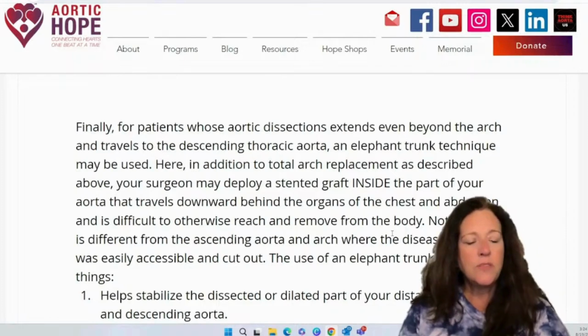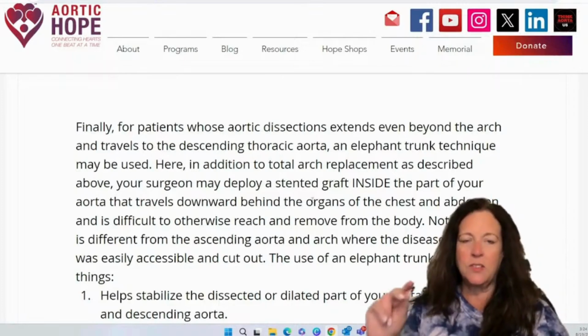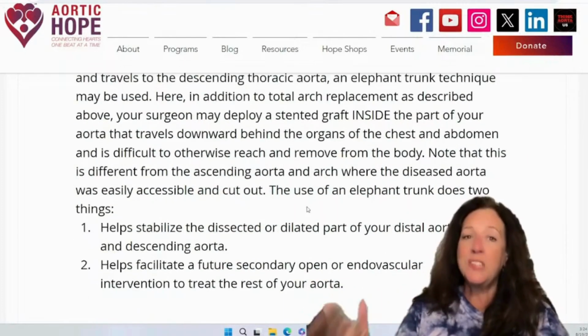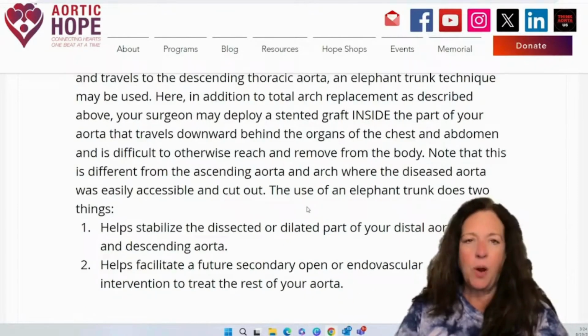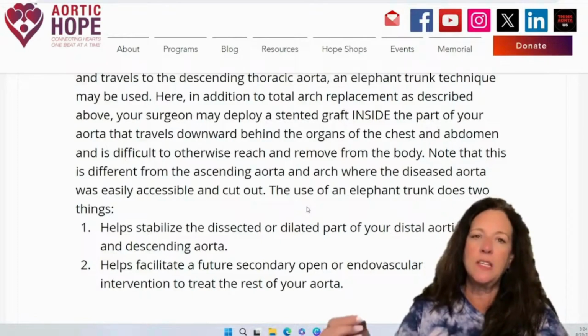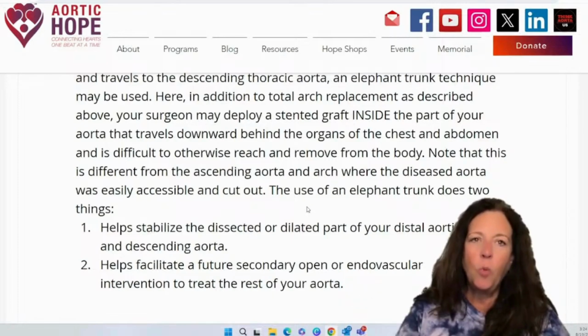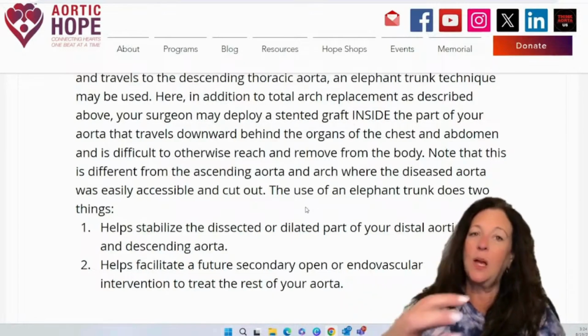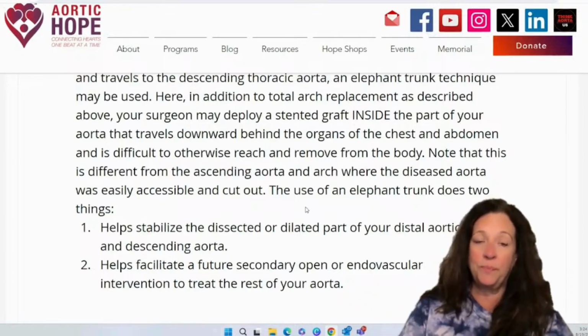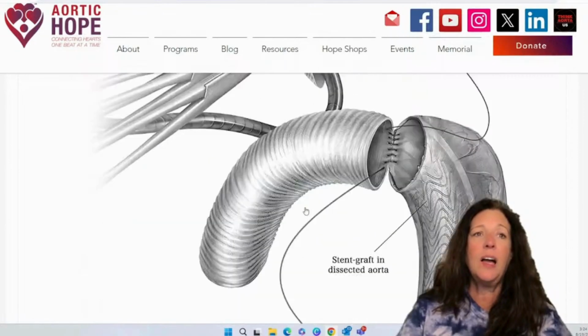The use of an elephant trunk actually does 2 things. So 1, it helps to stabilize the dissected or dilated part of your distal aorta arch and the descending arch. And it helps facilitate a future secondary open or endovascular intervention to treat the rest of your aorta because it helps stabilize that and hold that open. So yeah, here it is.